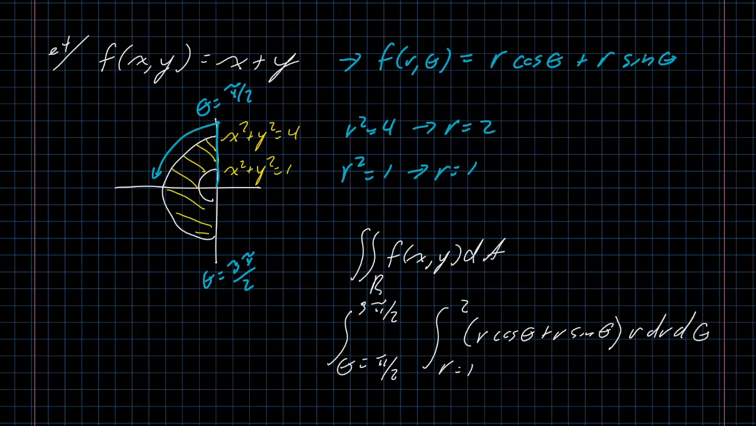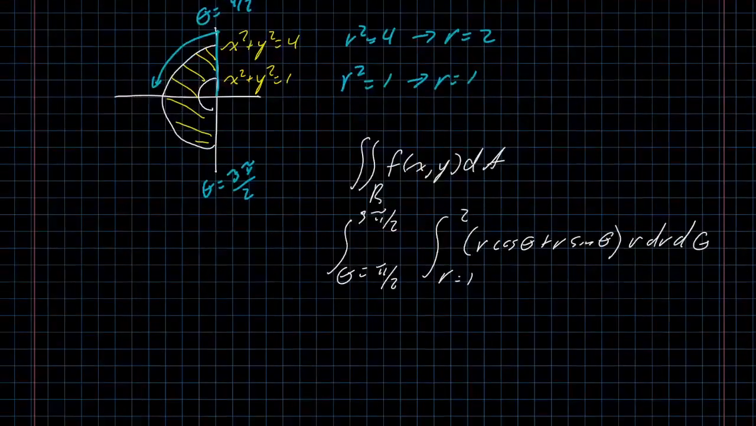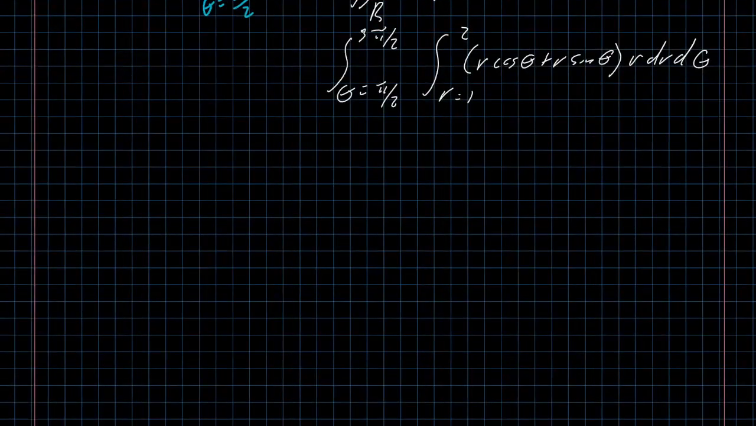And again, remember that dA in polar coordinates is r, dr d theta. That extra factor of r is important and is really easy to forget. All right, that gives us something to work with. You can, in fact, factor out the r once again.